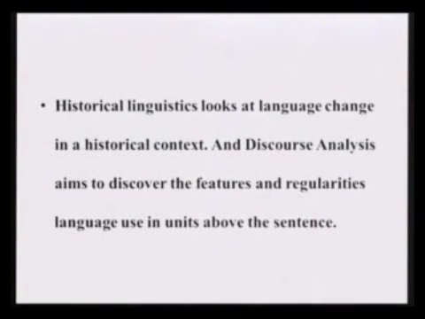Historical linguistics looks at language change in a historical context, and discourse analysis aims to discover the features and regularities in language use in units above the sentence. Units above the sentence. أصل السنتنس هي آخر المطاف في الجرامر. القواعد لا تنطبق غير على السنتنس، ما تنطبقش على الباراجراف ولا على التكست ولا أي حاجة من دي. إنما عشان تدرس بقى باراجرافات وتكست وحاجات كده بتروح لديسكورس أناليسيس. اتعمل لها برضو description وقواعد وحاجات كده.